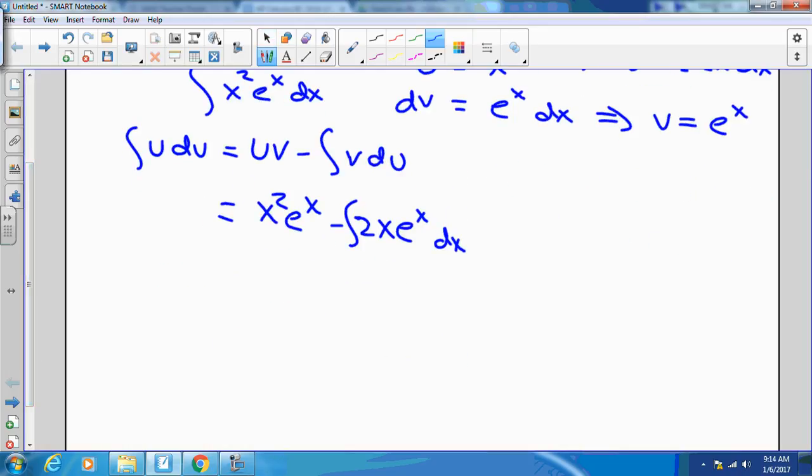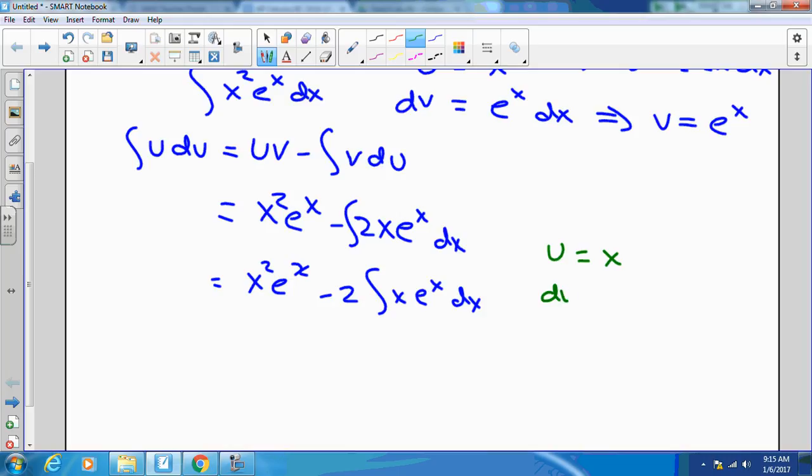Now, what I want to observe is that the integral of v du that I got right here is still not directly integrable. But I can do it again. That's exactly right. First, I'm going to do a little bit of cleanup. And now I'm going to observe that I can let u equal x, in which case dv is e to the x dx. And this we did yesterday, so we're pretty good at this. We know exactly how this goes.